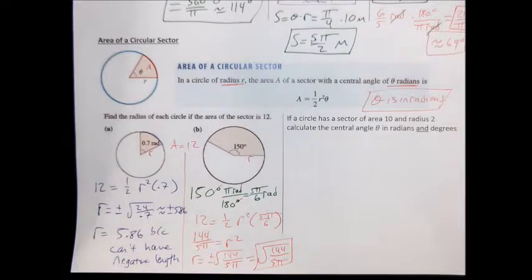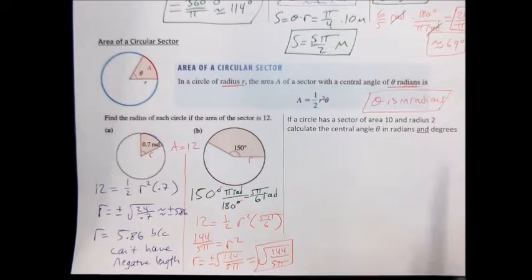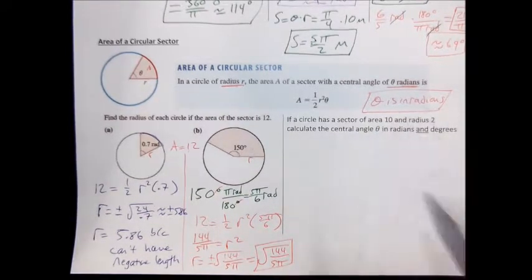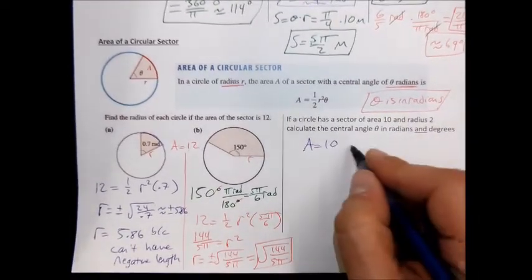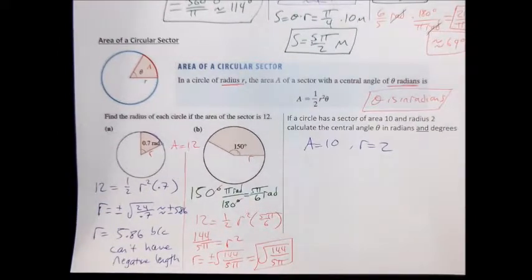Give the last one a go, unless there's a question about that one. Last one's very similar, and you're going to get to convert from degrees and radians again. You're just not given a picture, right? So we have an area of 10, so we're given A equals 10, and we're given that radius is 2. And so plug it into the formula, find one, convert it to the other.